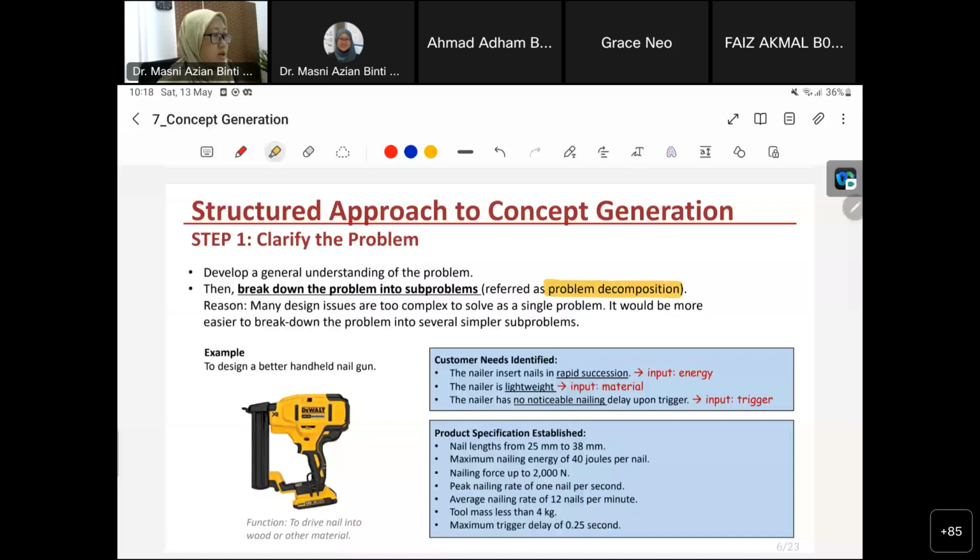Of course, if it's handheld, we want it to be light, because it's easy for us to carry around, easy to use to put nails into the material. If it's heavy, it will be very difficult for us to operate the machine. So the third thing is the customer does not want any delay. When they press the trigger, they want the nail to go in immediately upon the trigger.